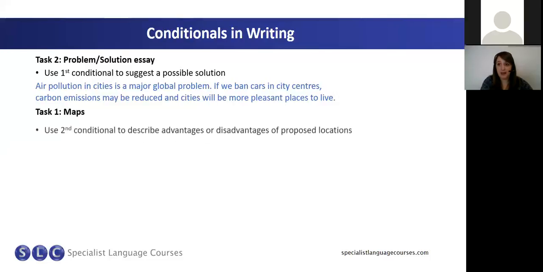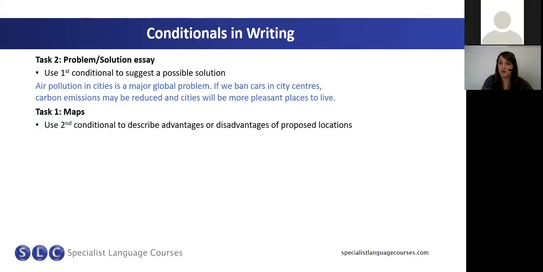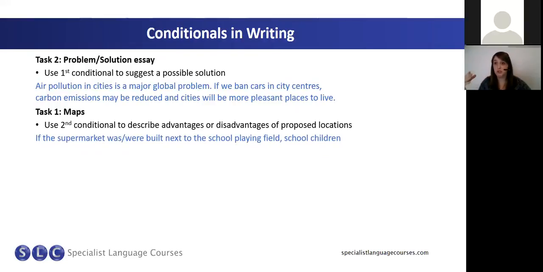You may also need to discuss the advantages and disadvantages of a location for a new building. If you need to describe a proposed location, you can use second conditional. For example, the task requires you to choose a location for a new supermarket. So we can discuss the advantages and disadvantages of each location.